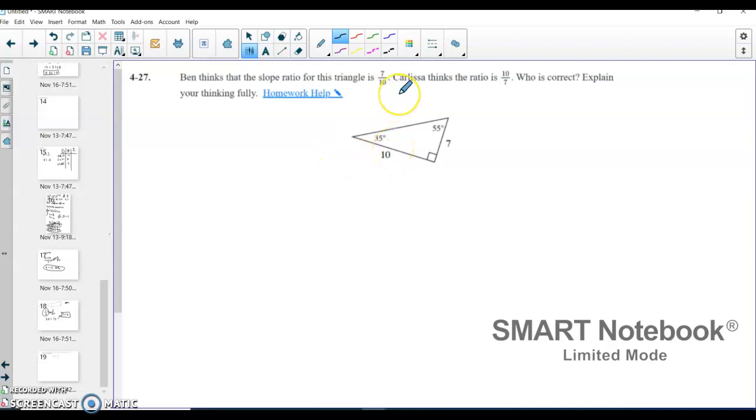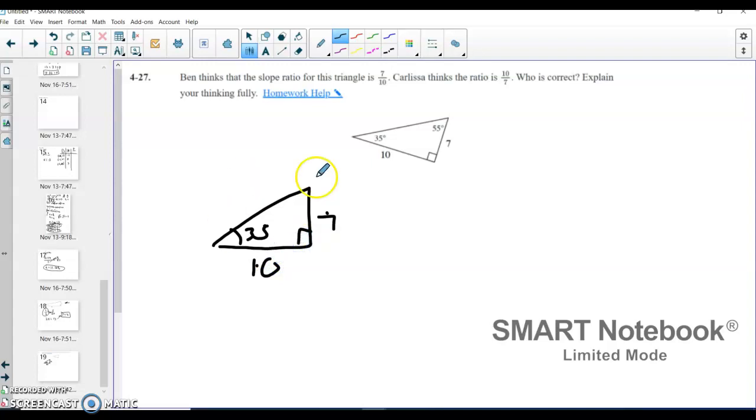The slope ratio, remember, is just rise over run, and it's dependent on the angle that we want to use. So if we use the 35, and I'm going to redraw my triangle the best I can here. If we want to use the 35-degree angle, so this would be my 35-degree here, well then this is my rise here, and my run is down here. Across from the 35 would be the 7, so 7 would be my rise, and that means 10 would have to be my run.